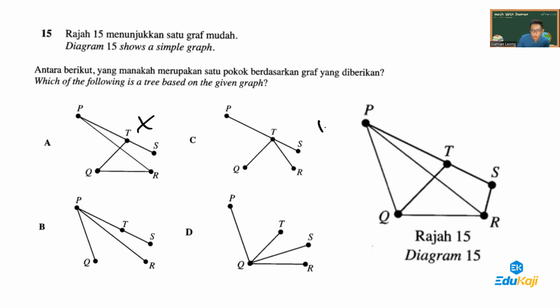C is wrong also because there's an extra line here which doesn't exist in the diagram. So it's not a tree of the given diagram. D also is wrong because QS doesn't exist. So you cannot add lines in. So answer is B. It's just removing this and this line. Then you see 4 edges, 5 vertices. Edges are 1 less than the number of vertices. And also all these lines are inside the original diagram.